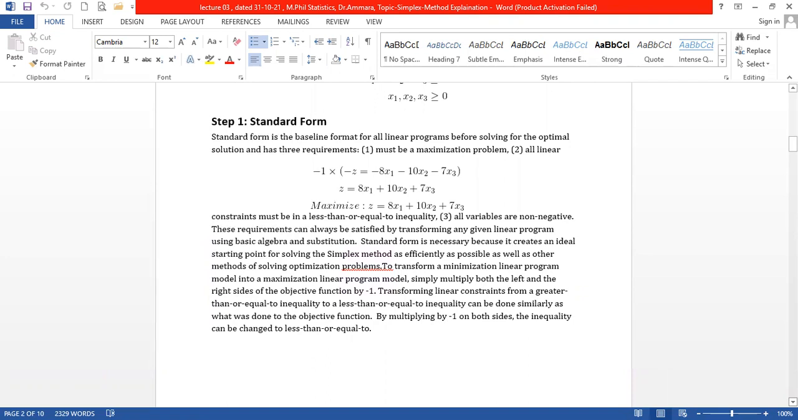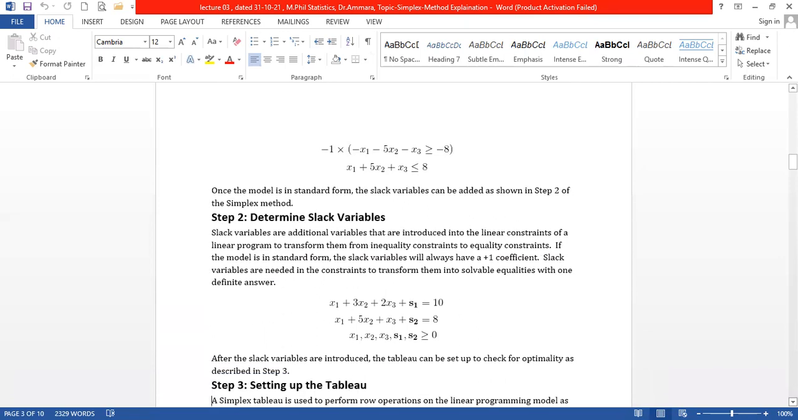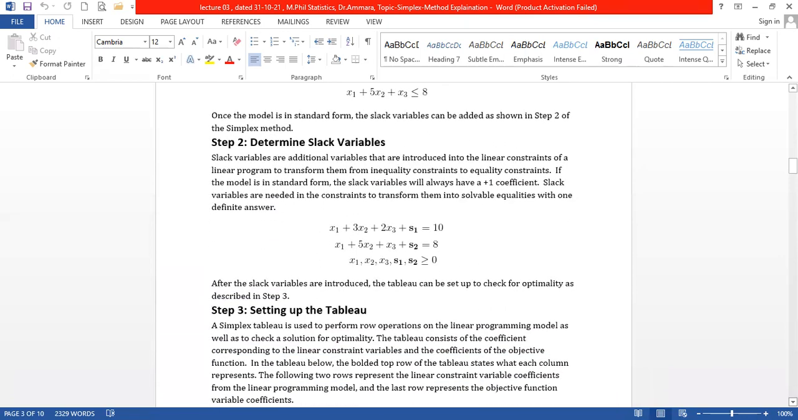For this, we will first multiply it with -1, or we change the signs of the equation which is given as an objective function. Then after getting the standard form, we will determine the slack variables. We will introduce them because inequalities are given to us.